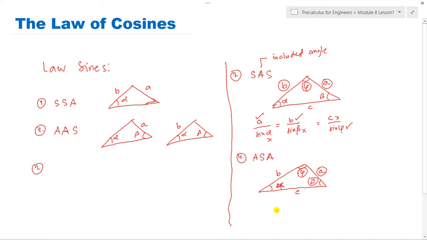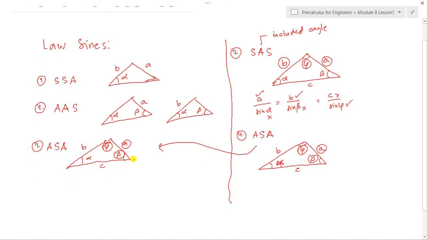Actually, we can use the law of sines, right? So the law of sines can still be applied if the condition of our triangle is angle, side, angle. So I will draw it. Let's say this one is alpha. I mean gamma, this is beta. This is side A, side B, and then this one is alpha. This one is side C. What is given is angle gamma, side A, and then angle beta. We can get this by using the law of sines. So let's verify.